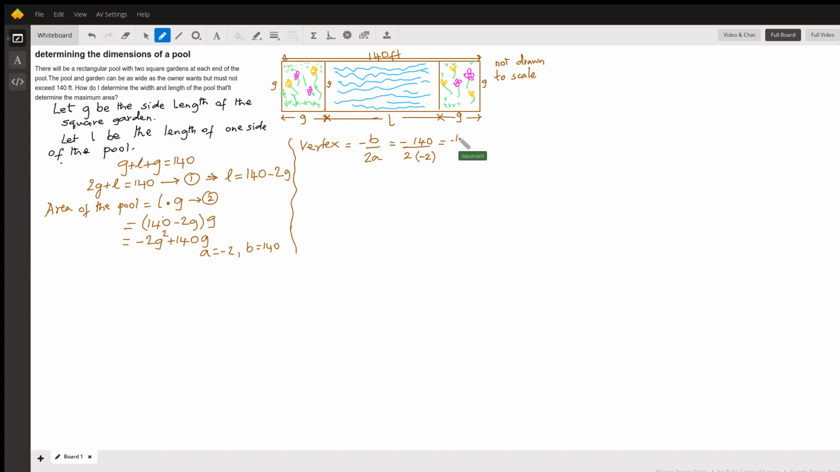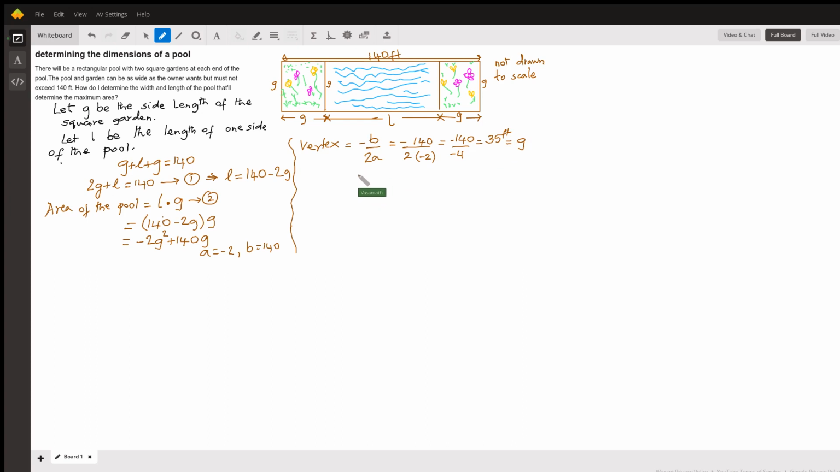Now we have negative 140 divided by negative 4. If you're dividing two negative numbers, the result is positive. 4 times 3 is 12, remainder 2, 20. 4 times 5 is 20. Remember we are solving the quadratic equation, so this is actually the value for G. So now we have G equals 35. Let me include the units here, 35 feet.